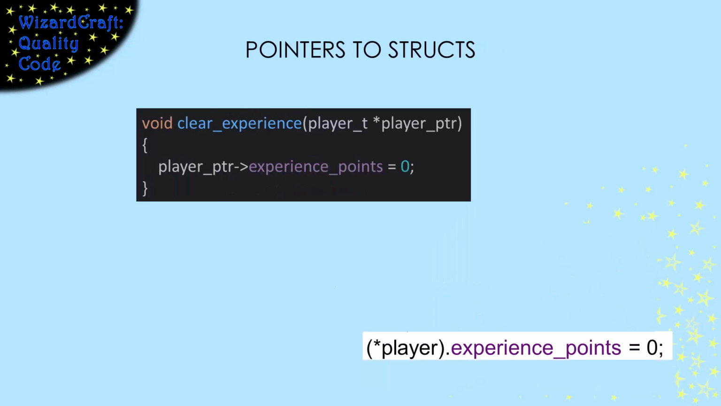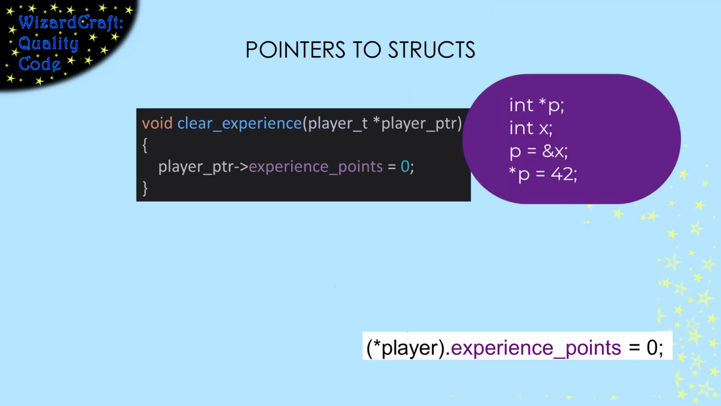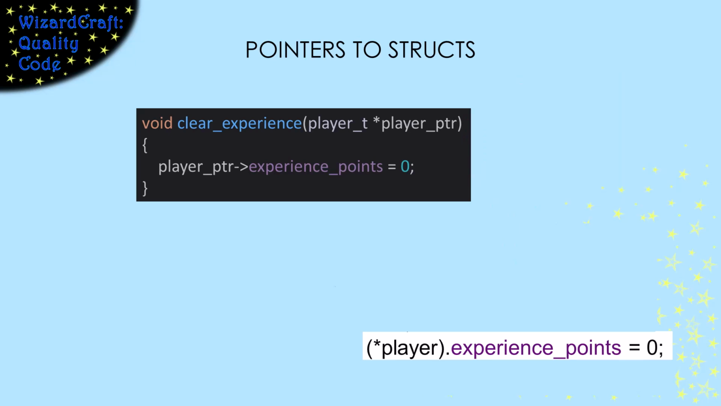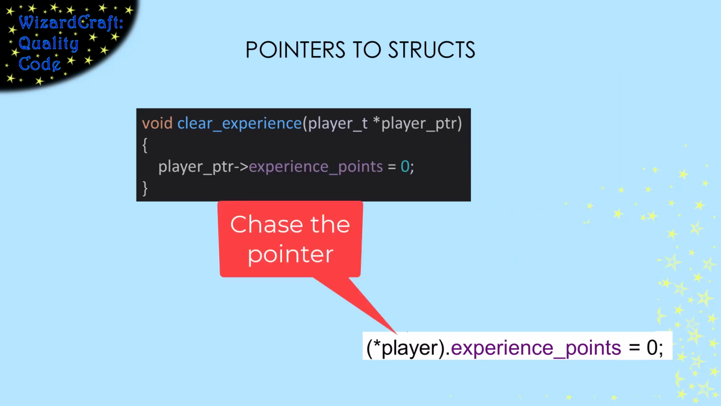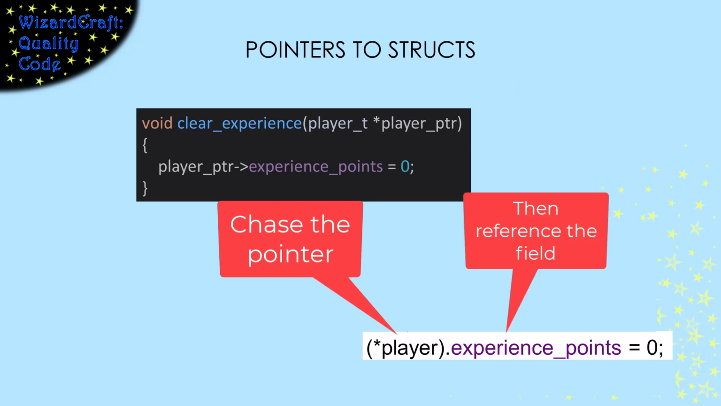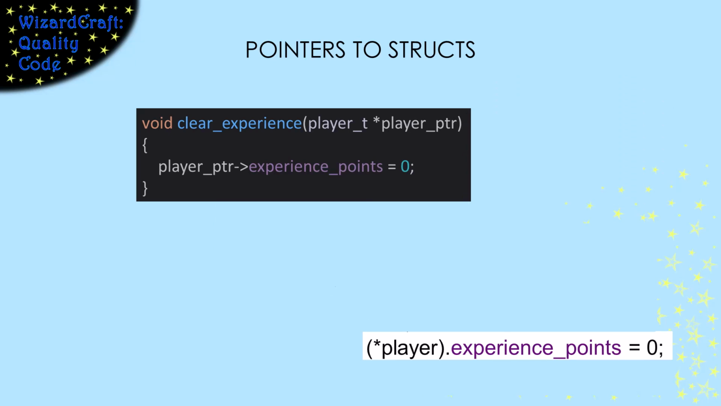There's one more thing we need to know about structs: how to use pointers to structs. The goal of this function is to clear the experience points of a player. It has one input-output parameter, player pointer, which is a pointer to a player_t. When we did this with primitive types, we used the asterisk to chase the pointer and work with the place it points at. We want to do the same thing here. We want to chase the pointer and then get the experience points field. Well, that syntax is a bit clumsy, and we do this a lot.